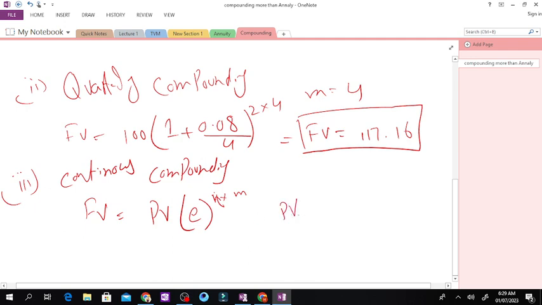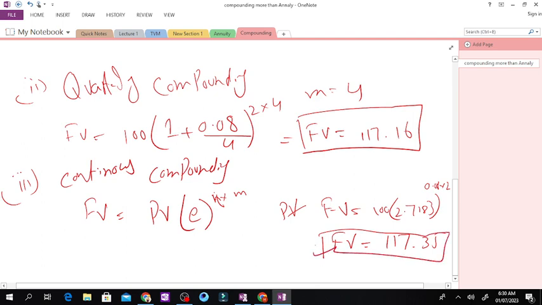So future value is equal to present value, we have a value which is 100, times exponential, you can get this value from your calculator. If you don't, I will let you know, you can remember it as well: 2.7183, raised to i, which we already know is 0.08, for how many years? For 2 years. And ultimately what we will get is 117.35.